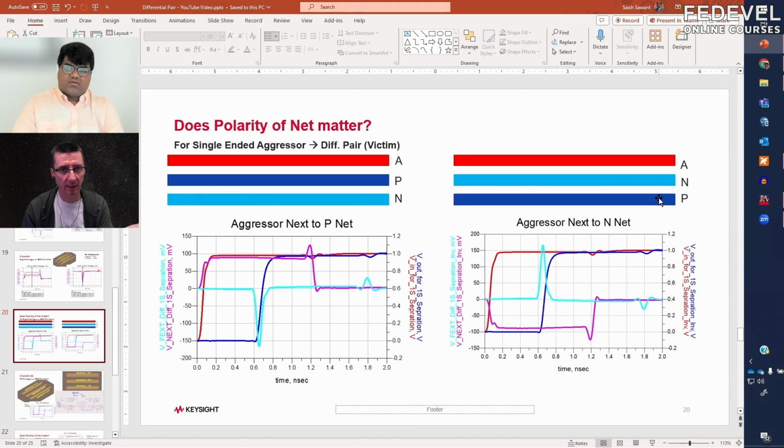So basically, when routing a single-ended signal close to a differential pair, you will get about the same amount of crosstalk, just opposite. Okay, what about differential pair to differential pair?